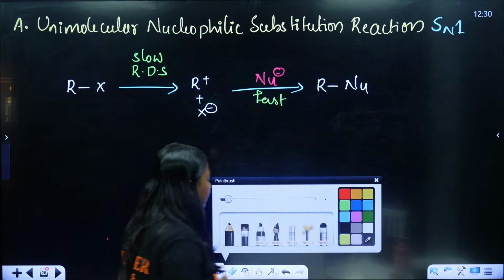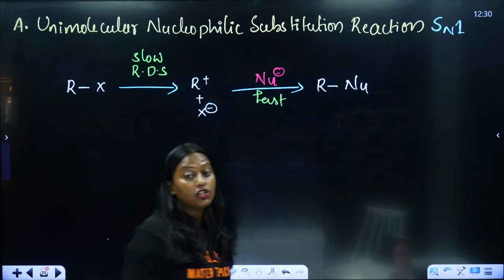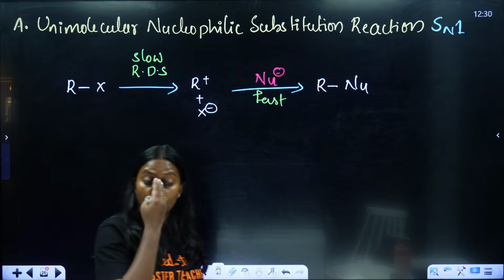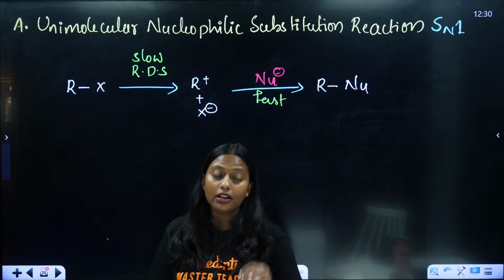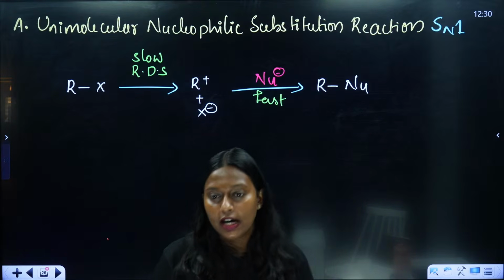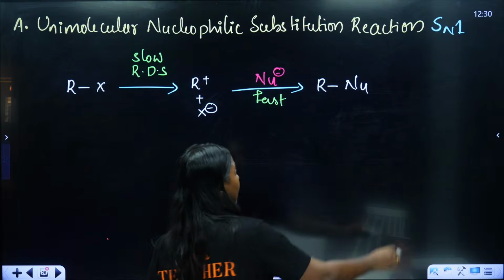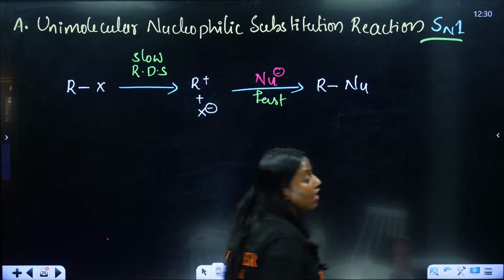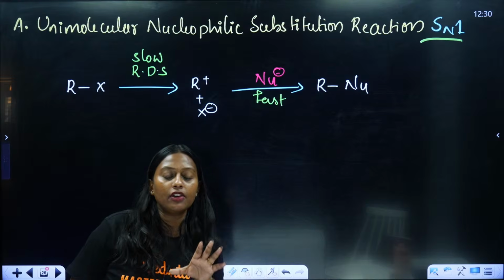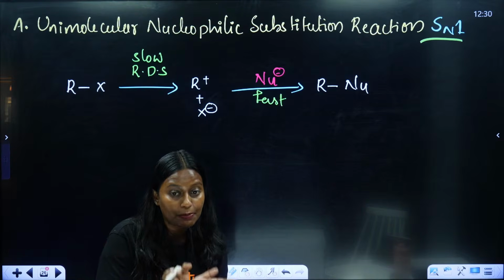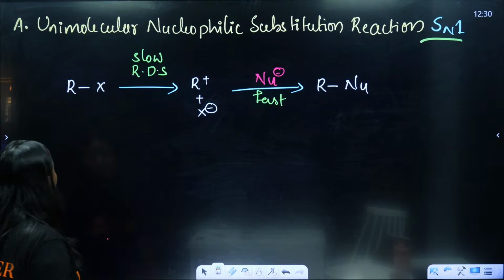So first we can discuss the SN1 reaction, that is the unimolecular nucleophilic substitution reaction. It is an SN1 reaction, guys. In SN1 we can say that there are two steps. Here you can see two steps are there.